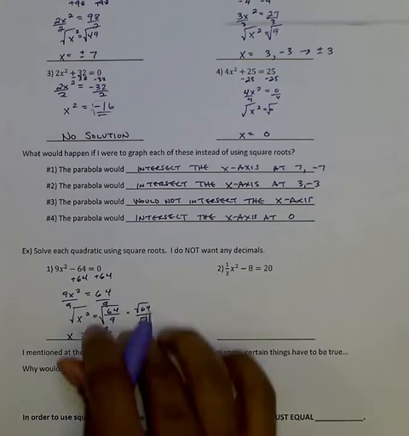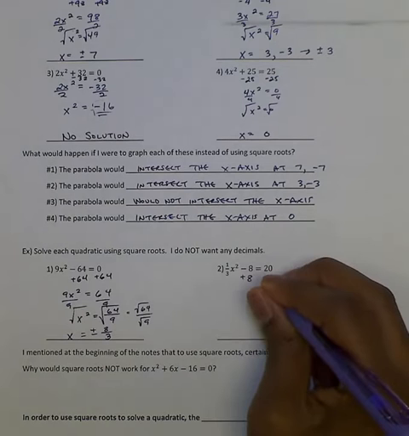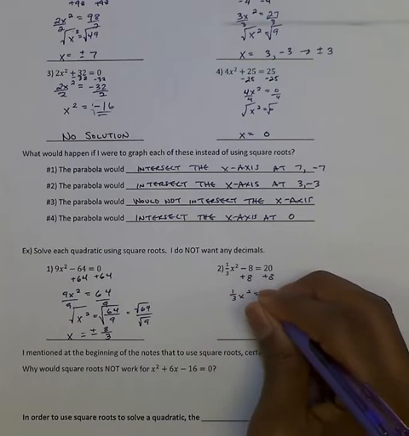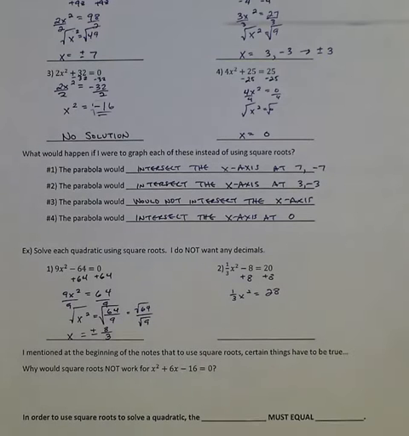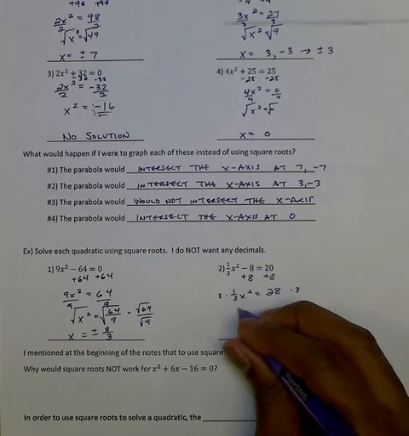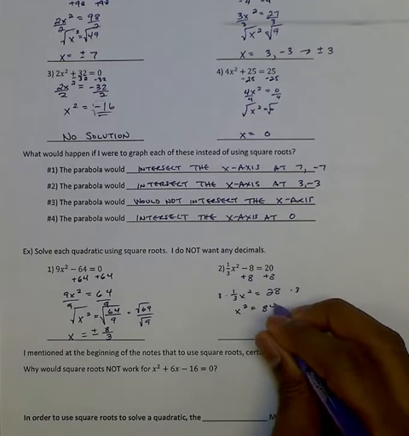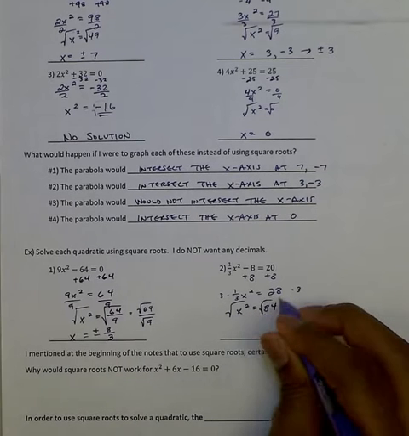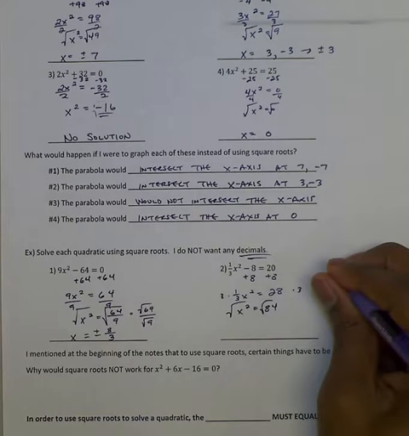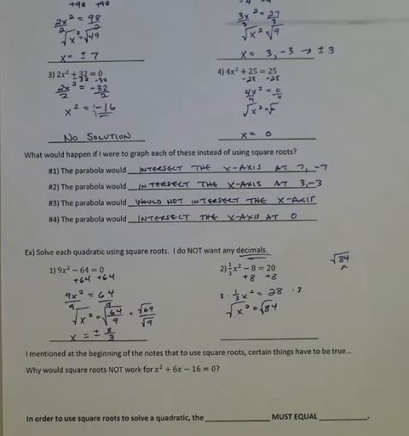Number 2. Again, we're trying to get that x by itself, so I'm going to add 8 first. 1/3 x squared equals 28. To get x all the way by itself, I need to multiply both sides by 3. That gives me x squared equals 84. Then I take the square root. Again, not writing our answer as a decimal, which means I will have to simplify radicals, as we've been doing.